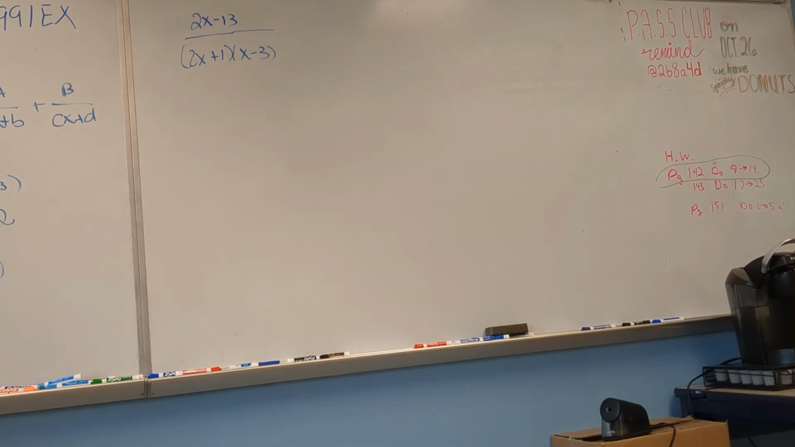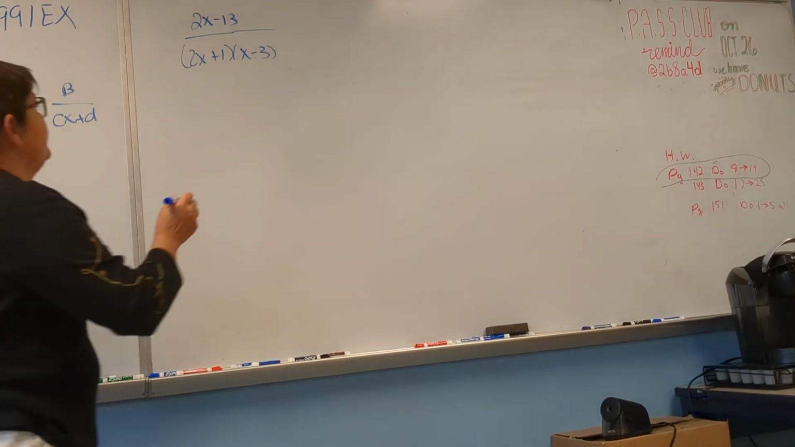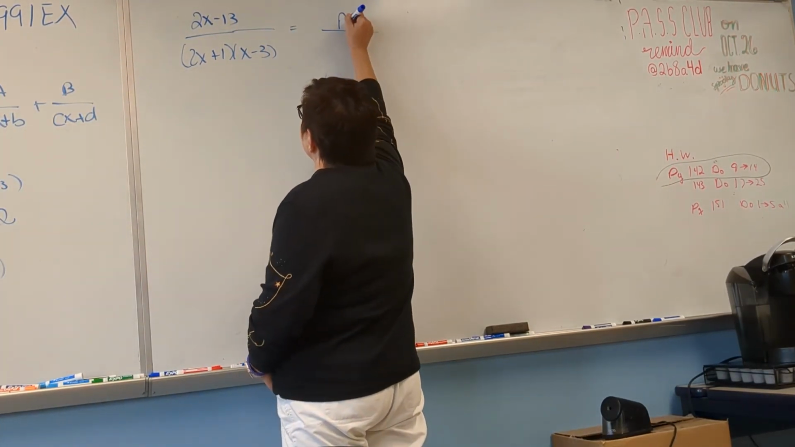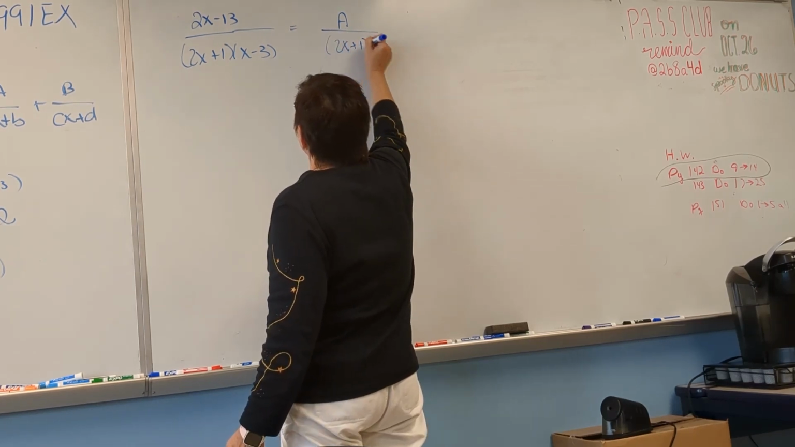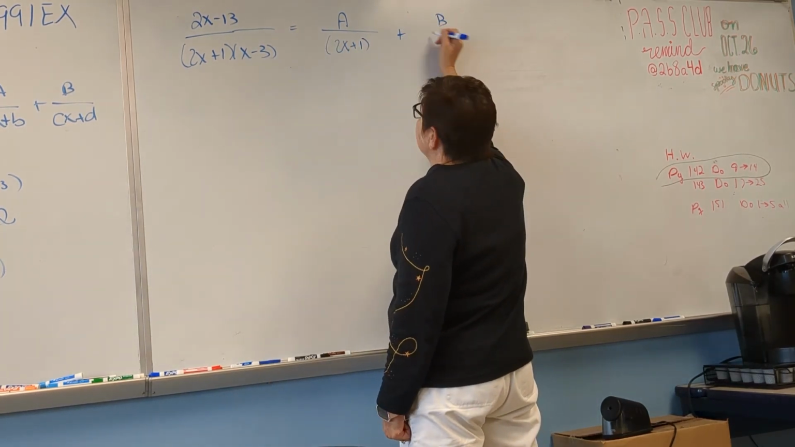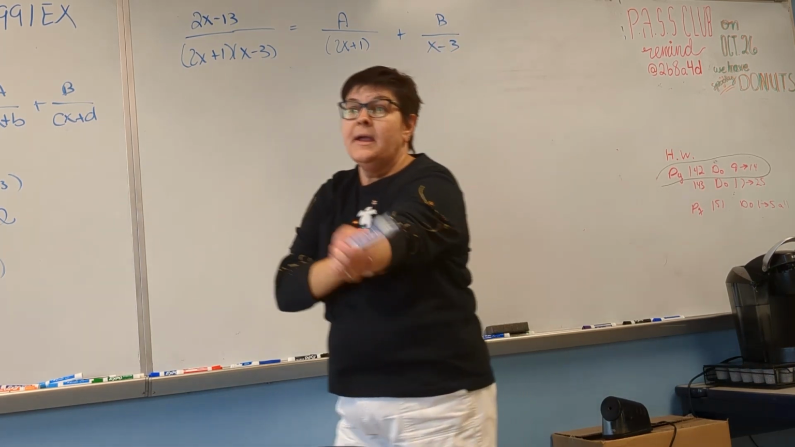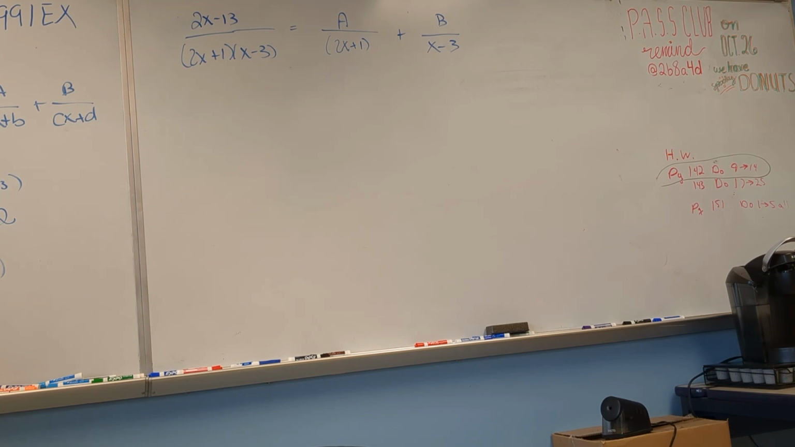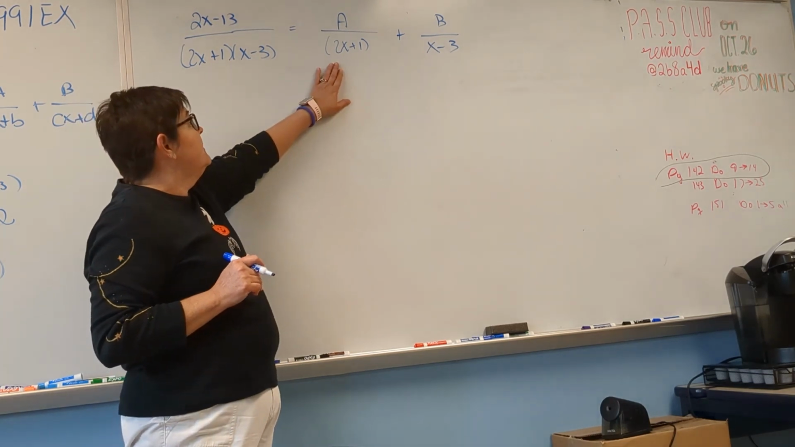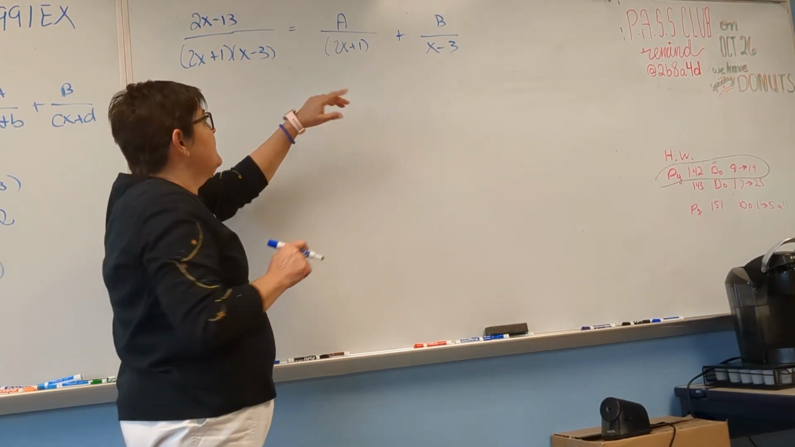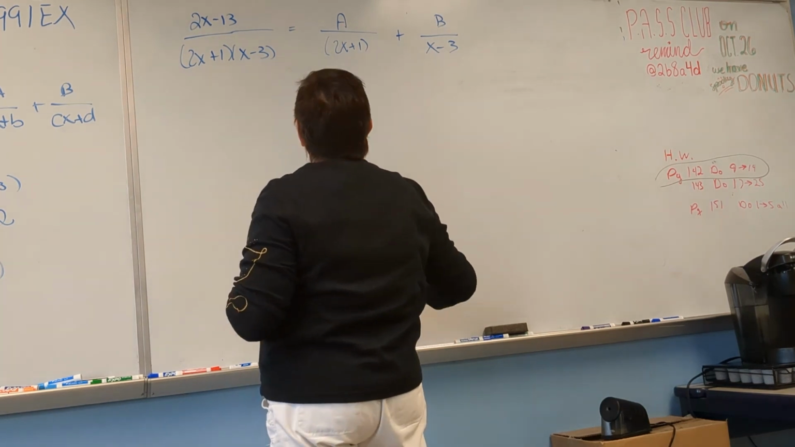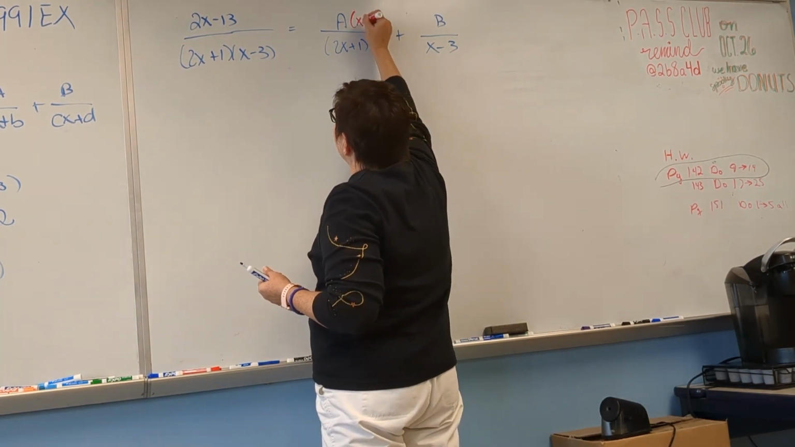What do we do first? Separate it and rewrite it as what? A over 2x plus 1. Good. B over x minus 3. Are we feeling good? Okay. Now what? I want to be able to get rid of the denominators, right? So what shall I do? Common denominator. Get your common denominator all the way across. So what am I going to multiply a by? X minus 3.